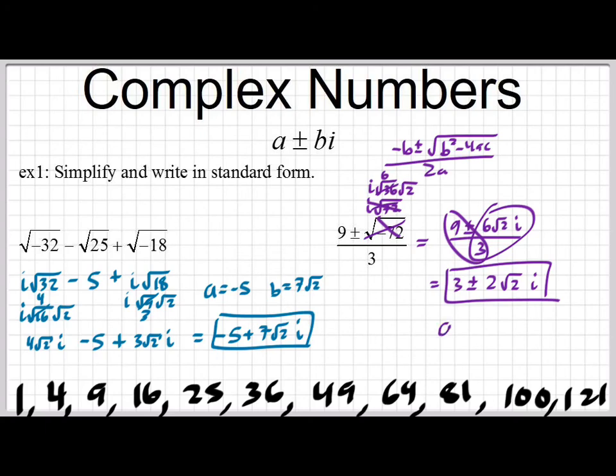Last thing, what is the a for this and what is the b for this? What's the a? What's the b? Plus or minus 2 rad 2. So there's a positive 2 rad 2 and a negative 2 rad 2.